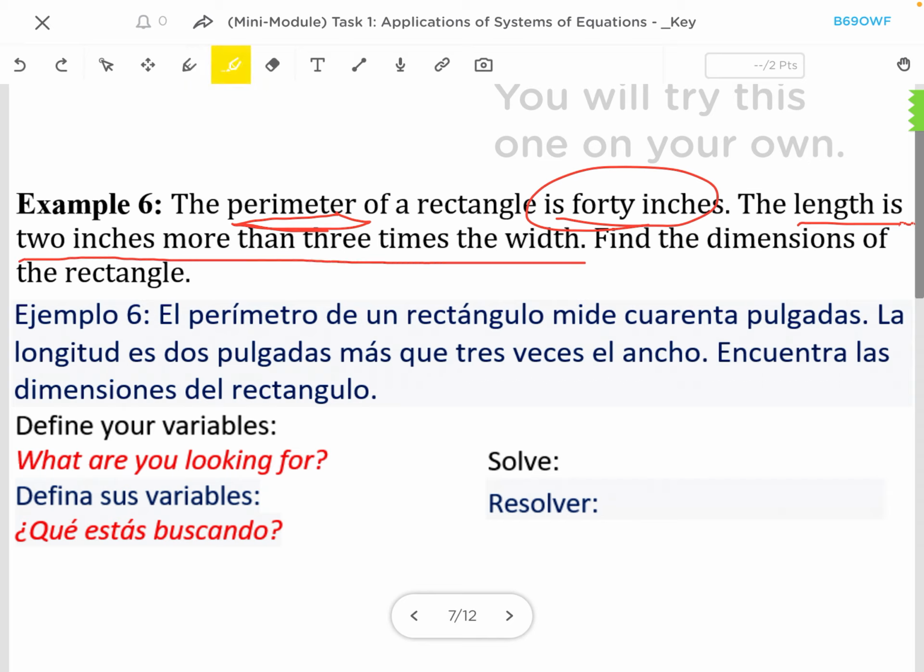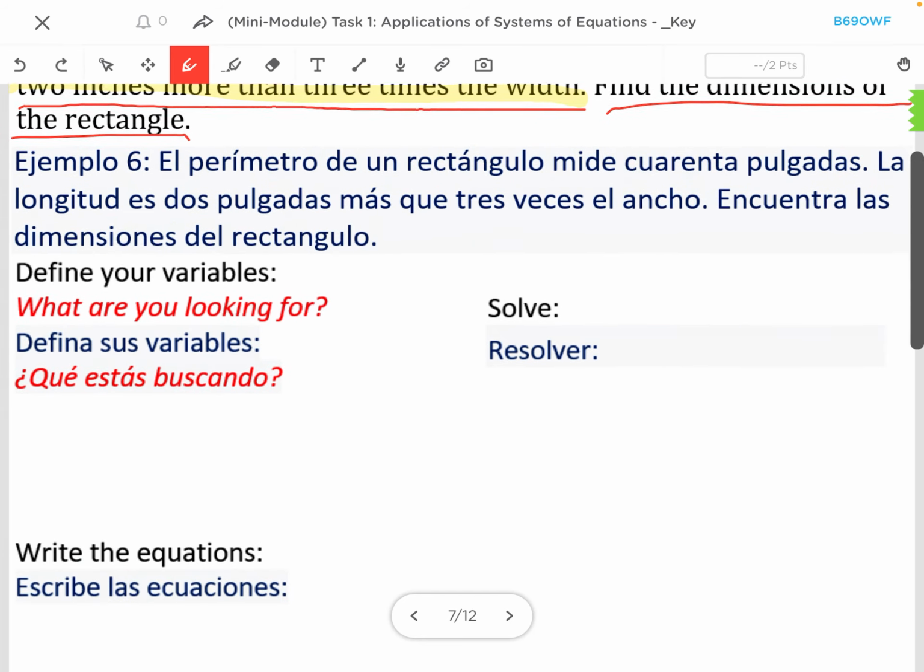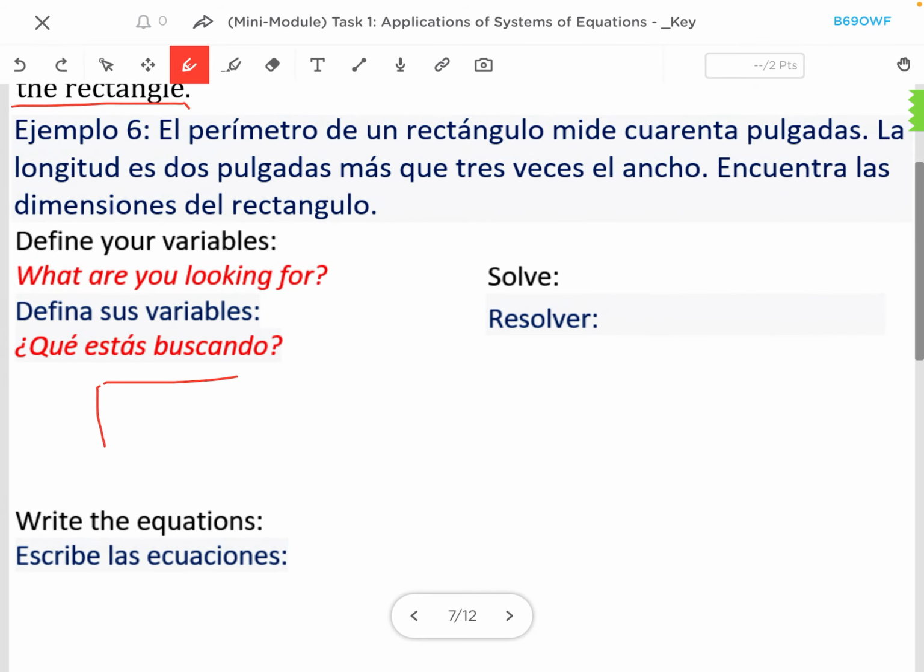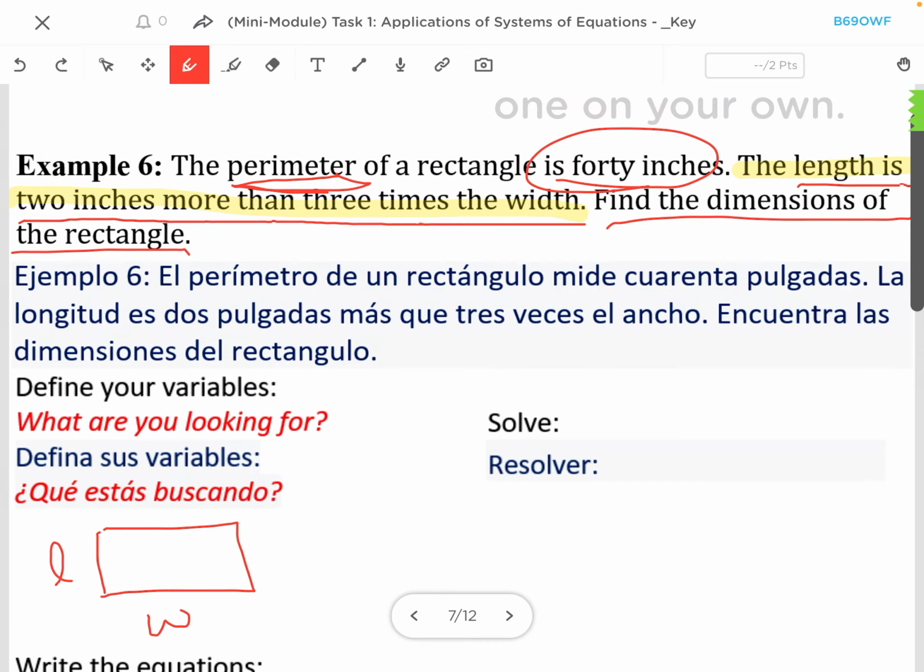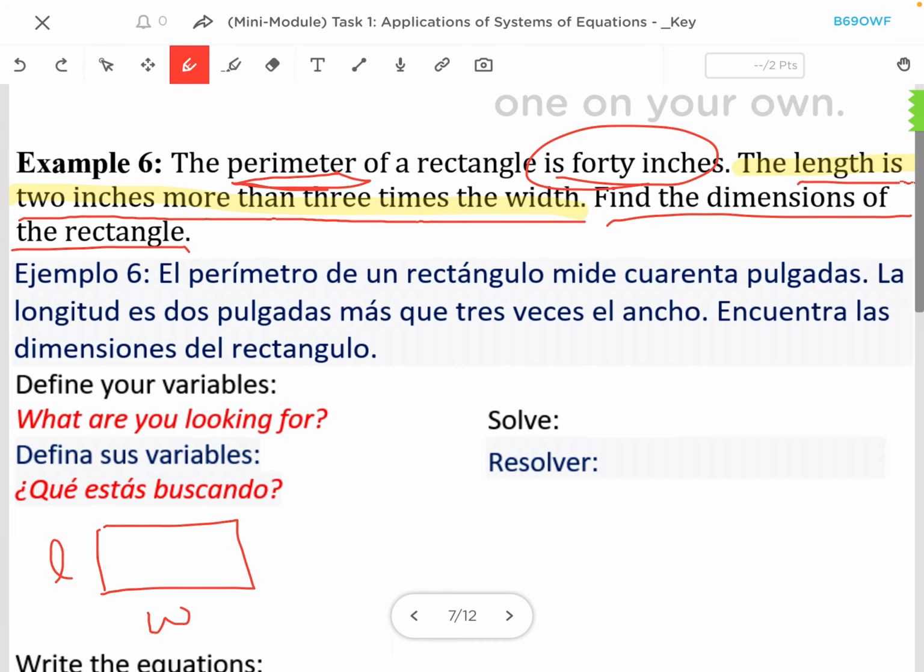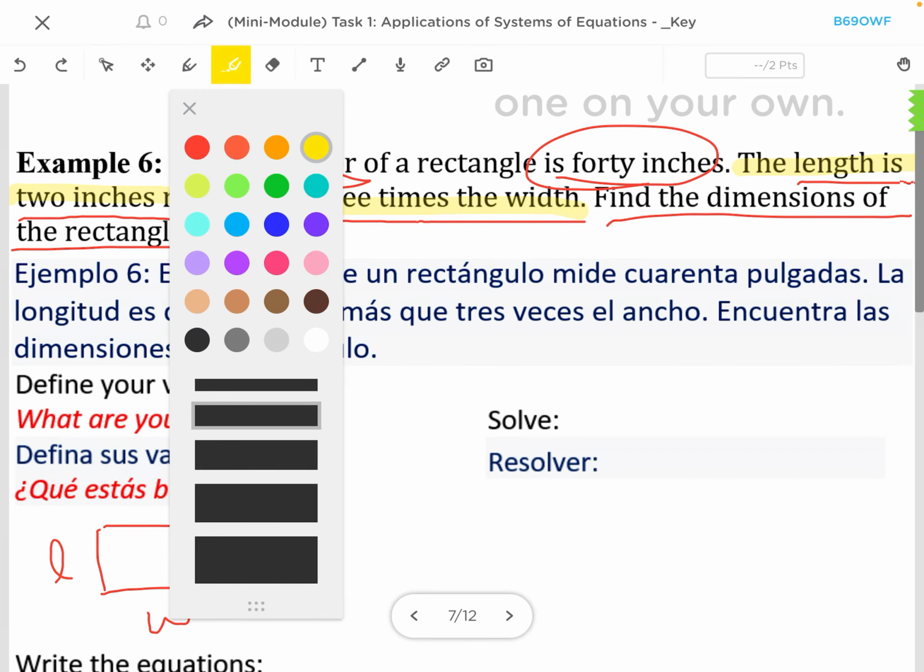Guys, listen, when it says something like that, that's going to be one of your equations. And then find the dimensions of the rectangle. So whenever I define my variables and it's a rectangle, I'm going to do it by just going length and width. And it really doesn't matter which one is which. Now, we have two equations, two unknowns, so therefore two equations.